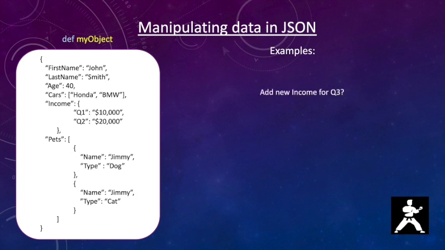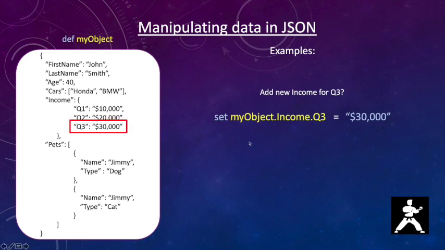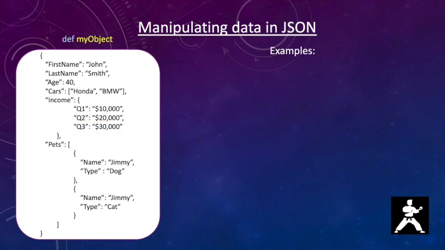How to add new income for Q3. So we see that we have Q1, $10,000, Q2, $20,000, and we want to add a new value into this income object with the result for Q3 income. It's pretty simple. So you call set myObject.income.Q3. And as you see, Q3 actually does not exist in this object. But when you execute this expression, Karate will create this record for you inside of this object.